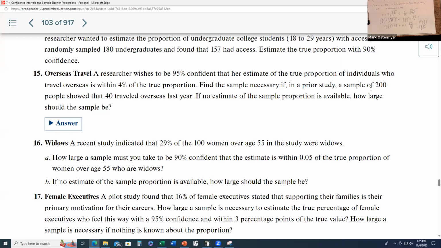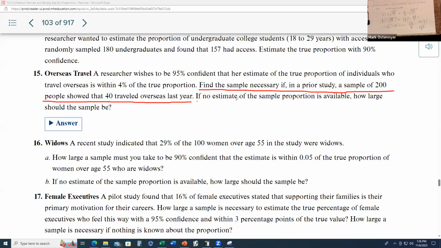If in a prior study, a sample of 200 people showed that 40 traveled overseas last year, I want you to conduct a sample size calculation for this situation. And then I want you to do it again if we don't have any estimate of our sample proportion. How large of a sample should be chosen in that case? So there's two different problems here. The first problem assumes that we know p hat. P hat is going to be 40 divided by 200. Crank out the minimum size sample that you're going to need.